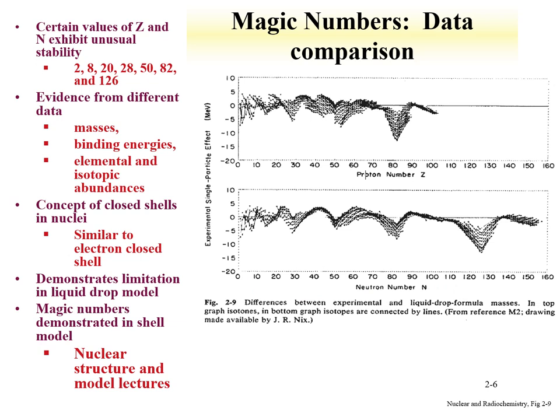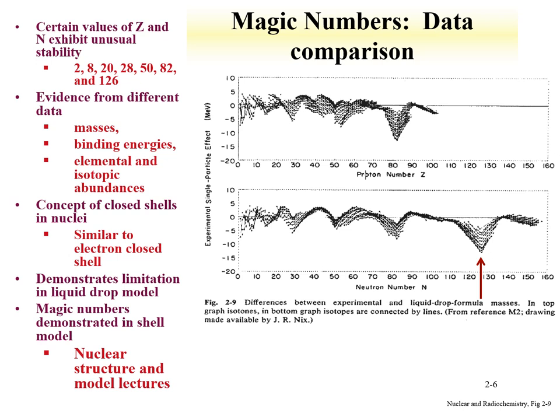And if you look at this, there's some trends. We see that at 2, 8, 20, 28, 50, 82, and 126, for both the neutrons and the protons, we see these variations. This is kind of evidence that there's some stability going on at these numbers. So we get unusual stability exhibited with 2, 8, 20, 28, 50, 82, 126. We're going to see that these are magic numbers.